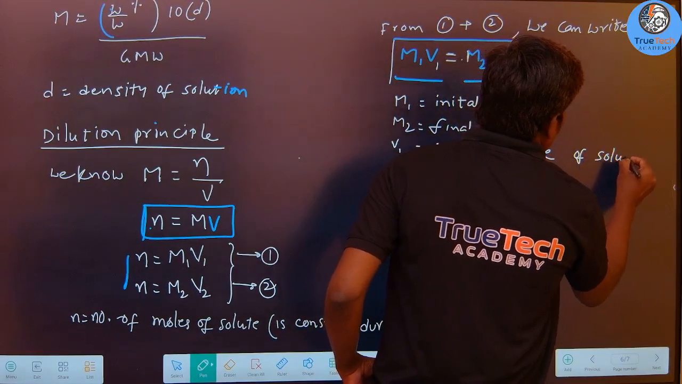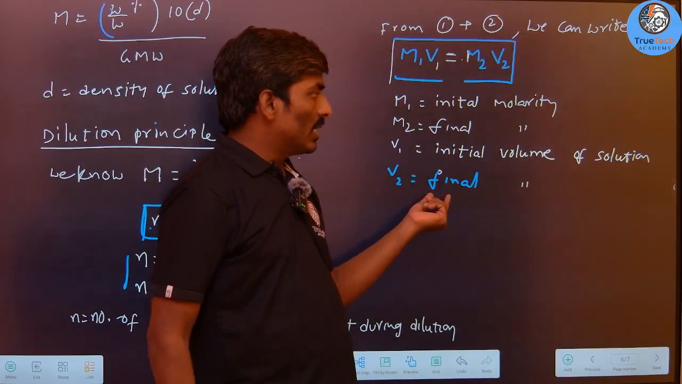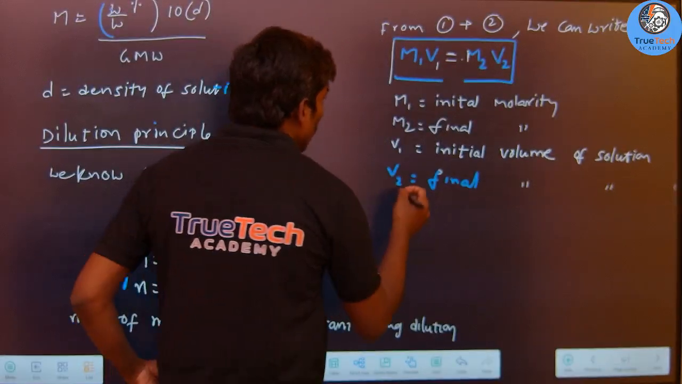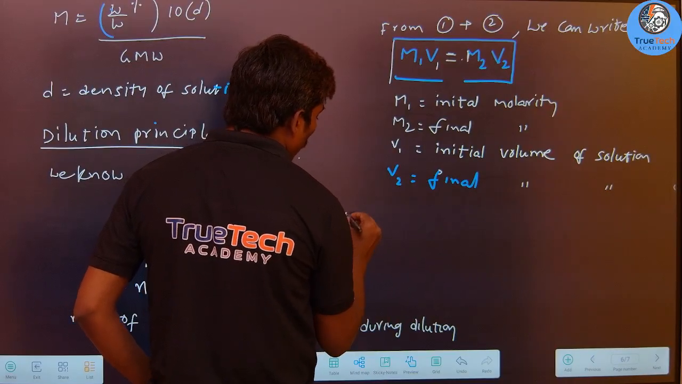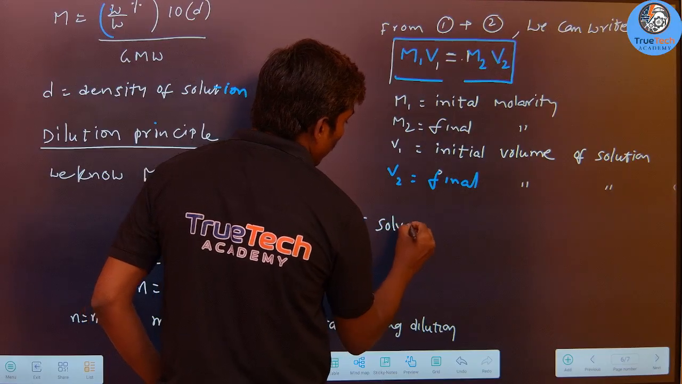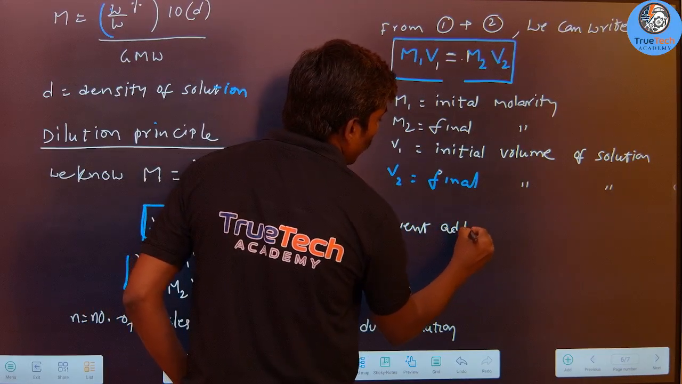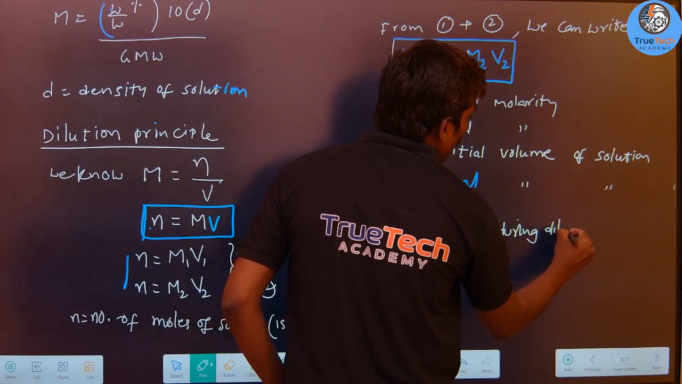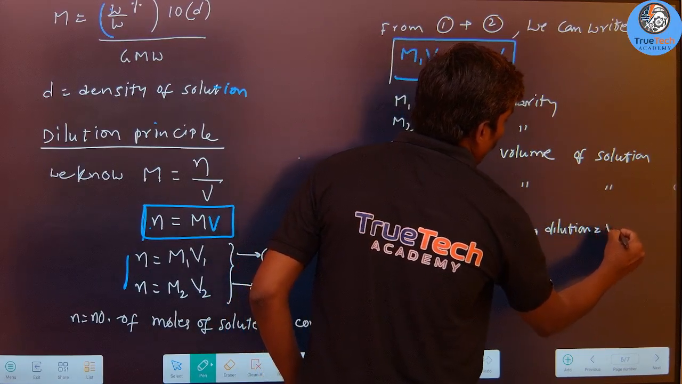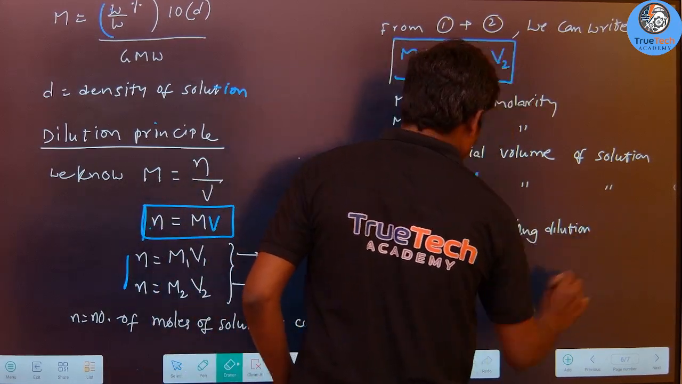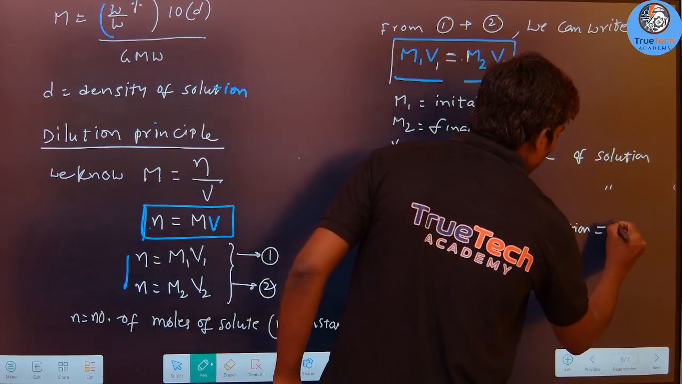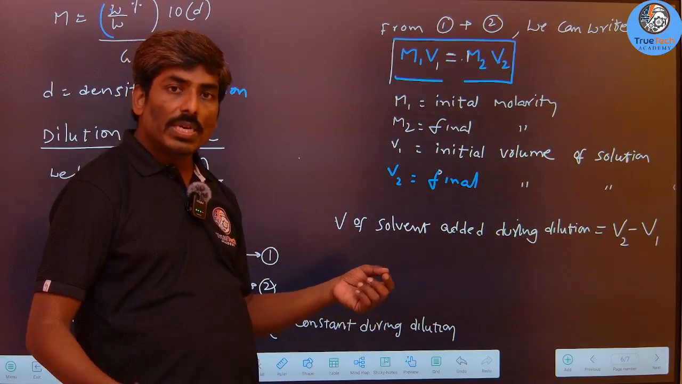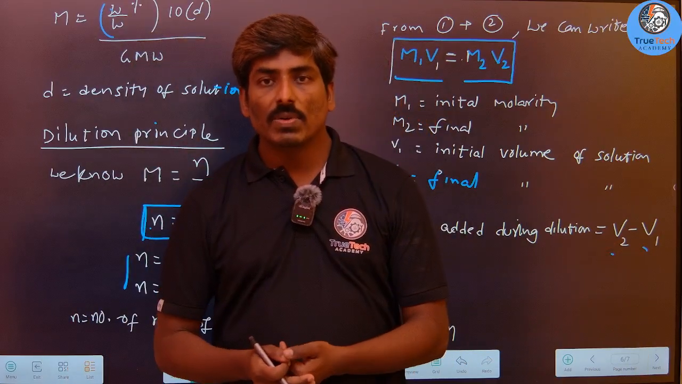Solution. Final volume of solution. Okay, this is also the same, final volume of solution. Now from this we can find volume of solvent added during dilution equal to V2 minus V1. What is the volume of solvent added during dilution? V2 minus V1. How much solvent did we add?